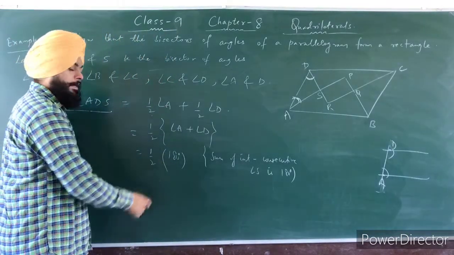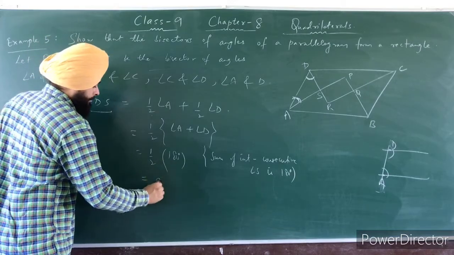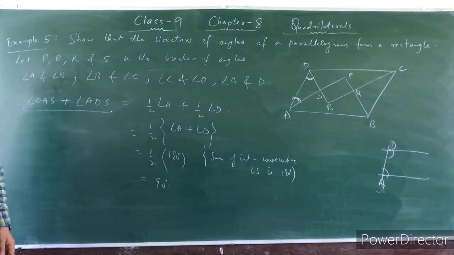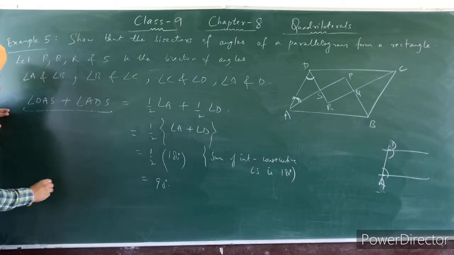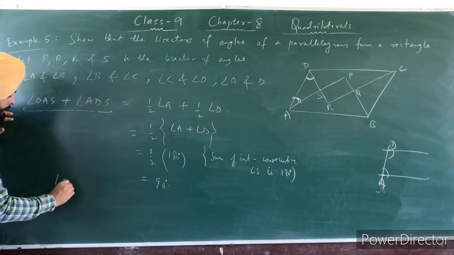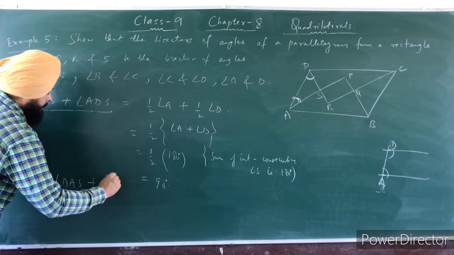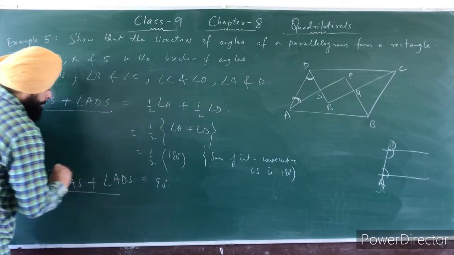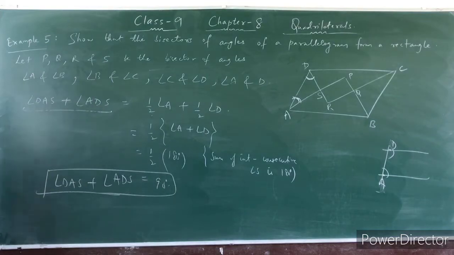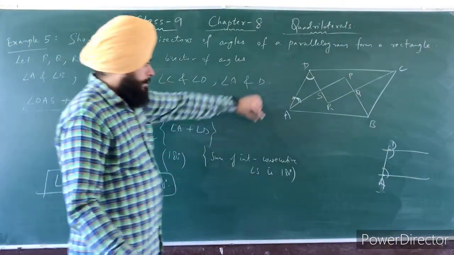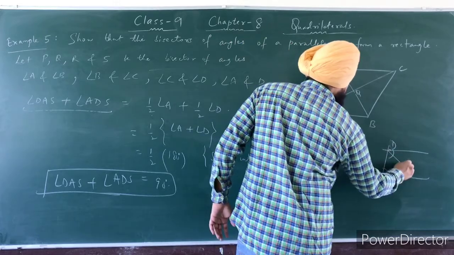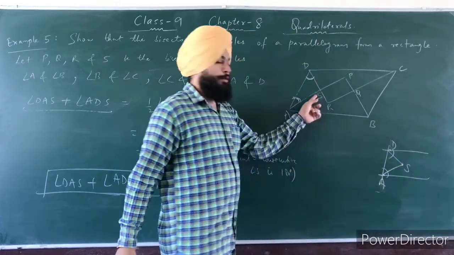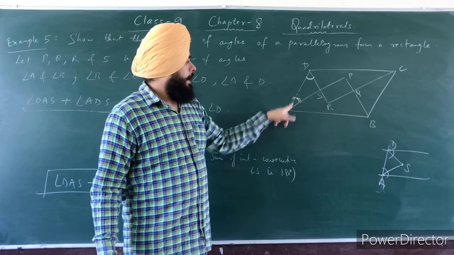Now what is half of 180? It is 90 degree. It means the sum of these two angles is 90 degree. You can write here angle DAS plus angle ADS is equal to 90 degree. Now you can take this triangle. Here is point S. Now this is the triangle ADS.